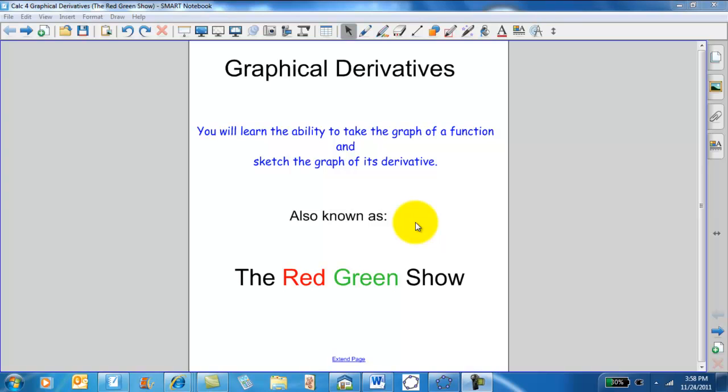Hello calculus students, this is graphical derivatives, where you learn the ability to take the graph of a function and sketch the graph of its derivative. It's also known as the red-green show, as you'll see in a second.